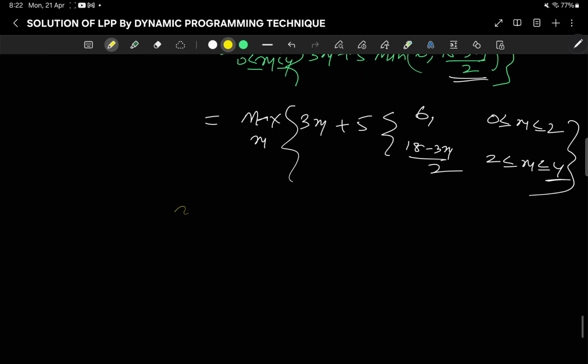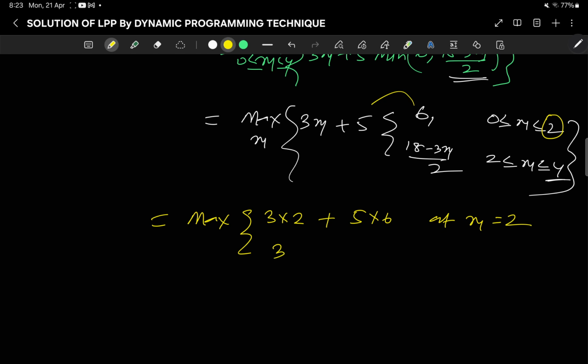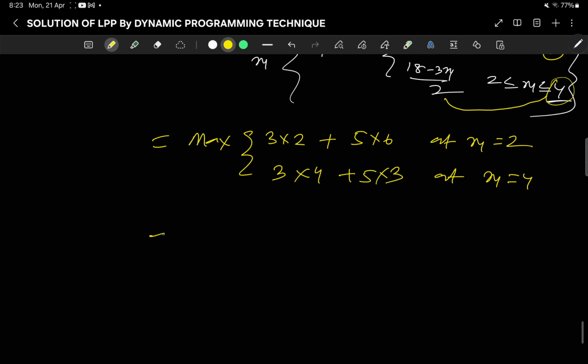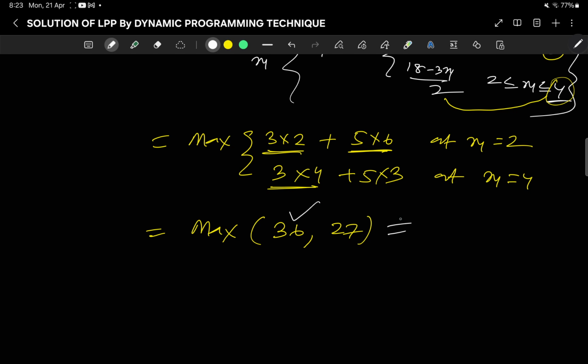So I can write the maximization of: at x1 equal to 2, it is 3 into 2 plus 5 into 6; and at x1 equal to 4, it is 3 into 4 plus 5 into, substituting 4 here, 18 minus 12, 6 by 2, that is 3. So this is the maximization of 36 and 12 plus 15, which is 27. Out of these 2 the maximum value is 36, at x1 equal to 2. So this is the optimal value of x1.